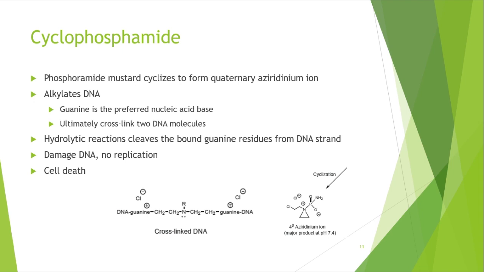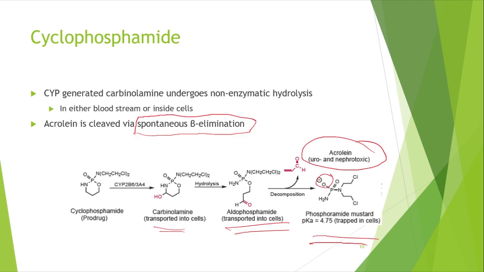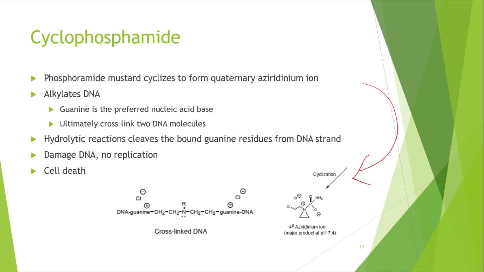Now, phosphoramide mustard then forms a ring. So this is a continuation from the previous slide. Again, here is the mustard agent, and now it needs to form a ring. So it starts with a ring and then is popped open, and then it forms a ring again after being inside the cell. It forms a quaternary aziridinium ion. It forms a ring.